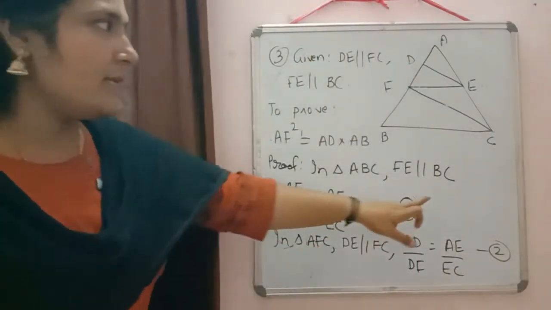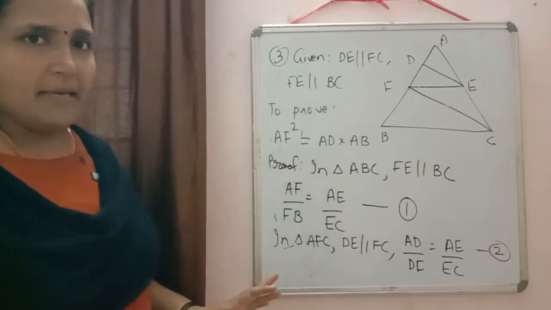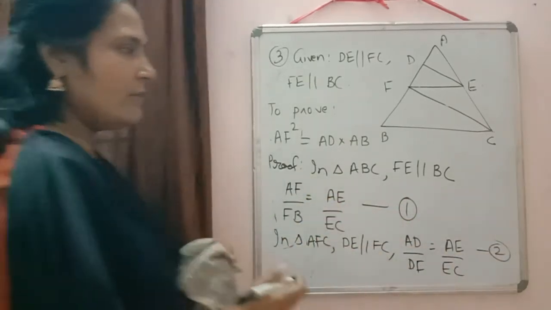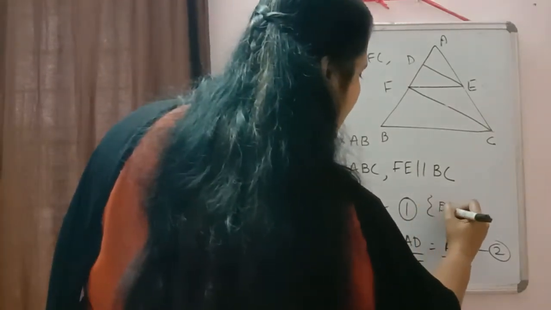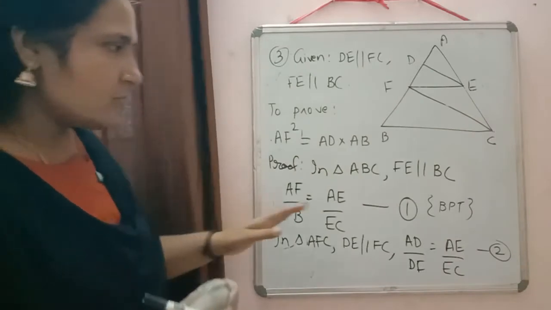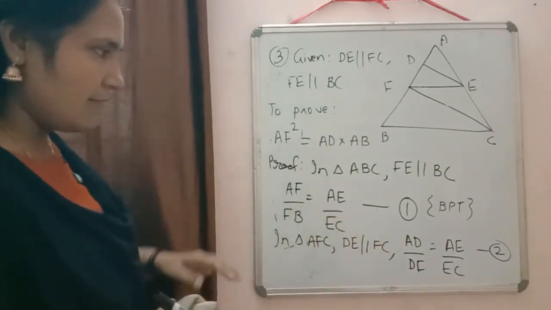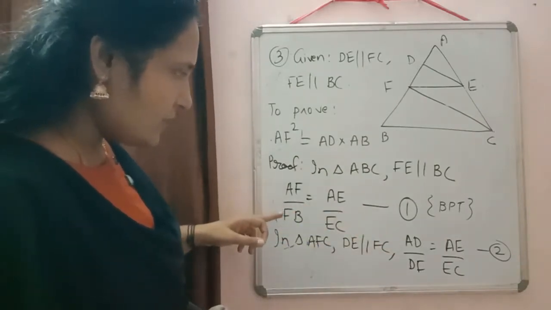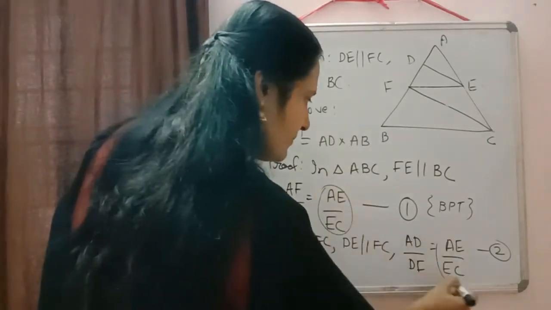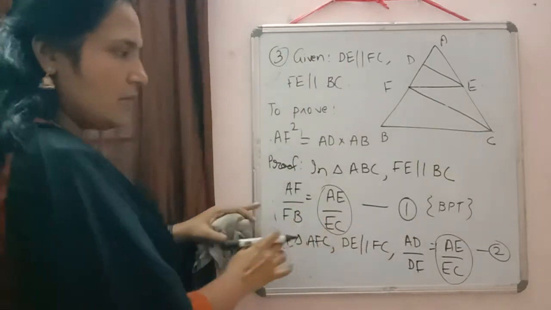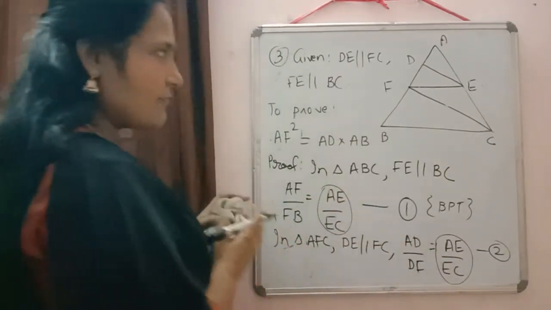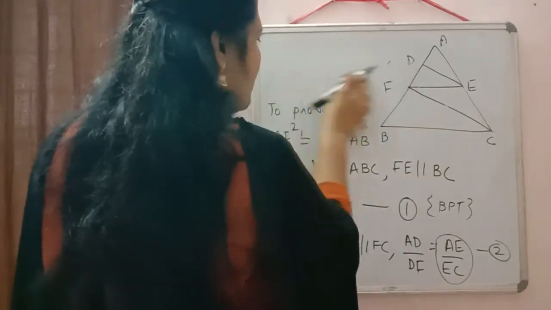Here in both, write down the reason by BPT. I don't have space, that's why I am not writing it there. Or first you can write BPT and for the second one, similarly. So these are the two equations we have. Just to check, in both equations we have this thing common. This ratio is the same. Both LHS are equal to this ratio AE by EC. So from equations 1 and 2, what can we say?